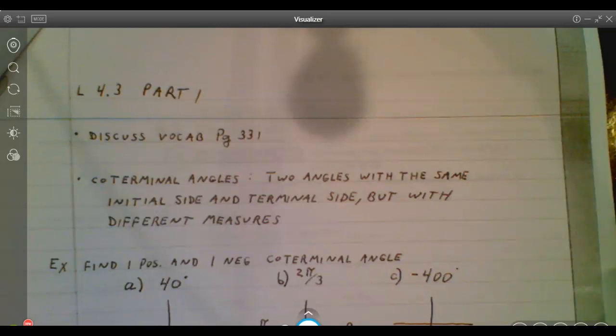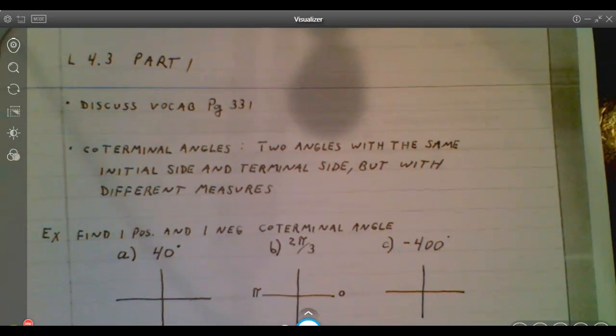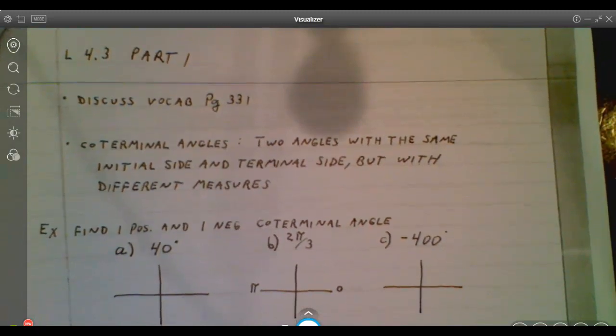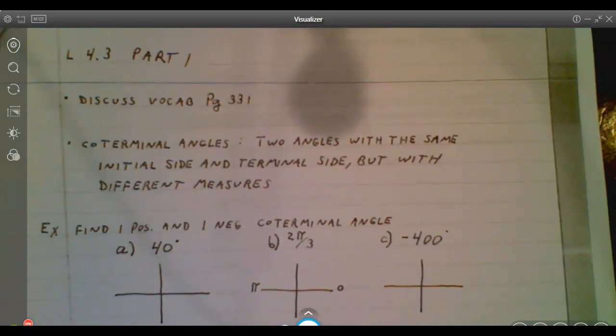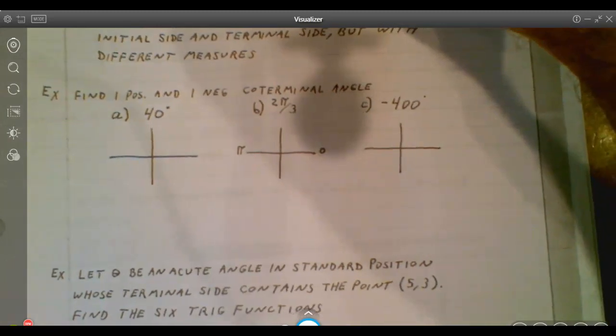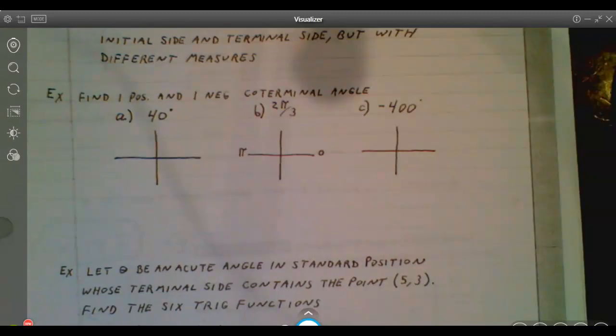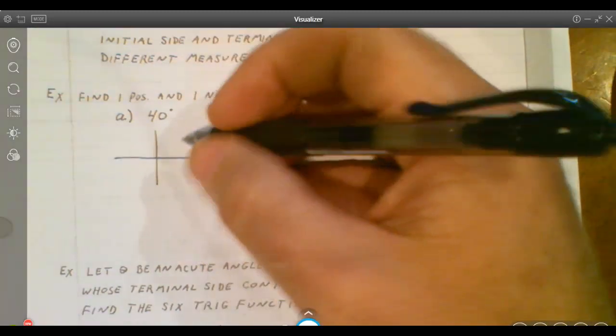Let's look at a few things. So for coterminal angles, two angles with the same initial side and the same terminal side, but they have different measures. So how does that happen? Let's take a look at some of these examples, and we're going to come up with some coterminal angles. So coterminal again means it started in the same position.